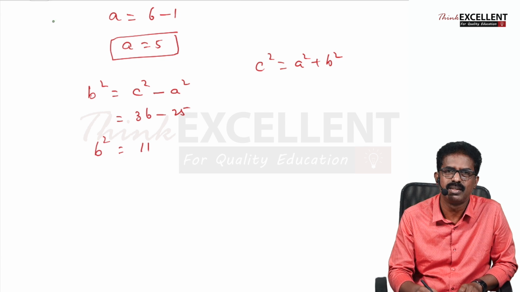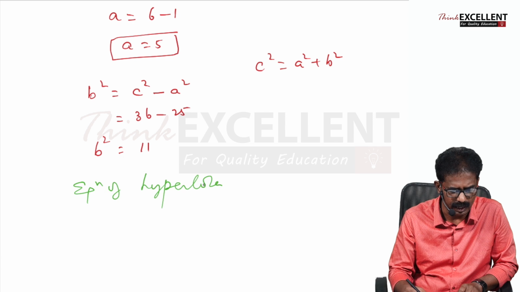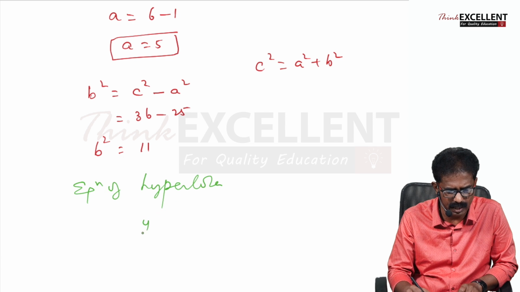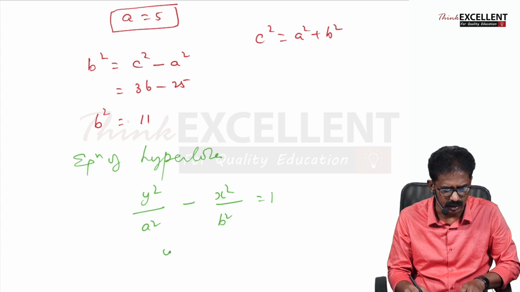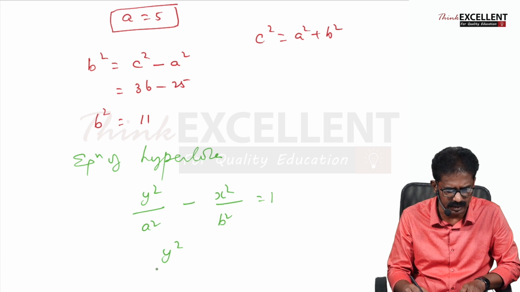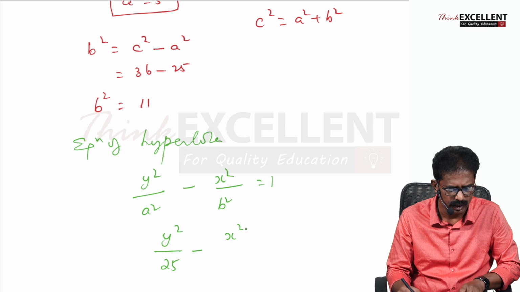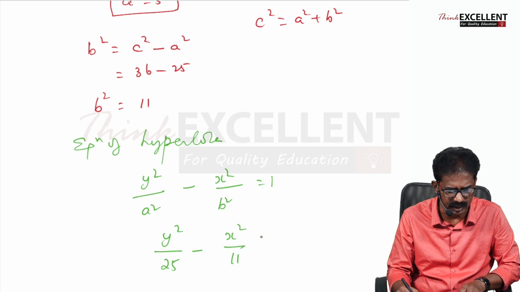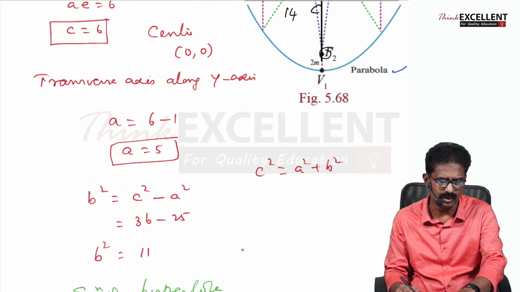Everything is found. Now finally you write the equation of the hyperbola. The hyperbola is y square by a square minus x square by b square equals 1. Hope you understood how you got this formula. The equation: y square by a square, 5 square, 25, minus x square by b square, which is 11, equals 1. So this is the required hyperbola. Hope you understood.